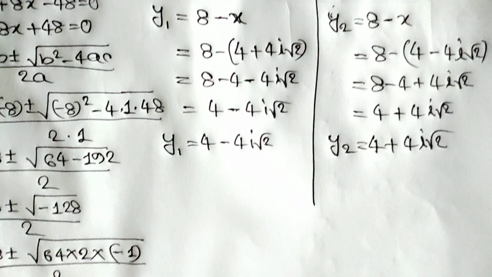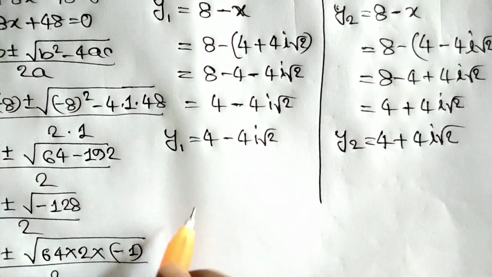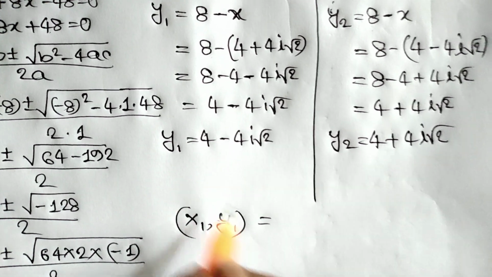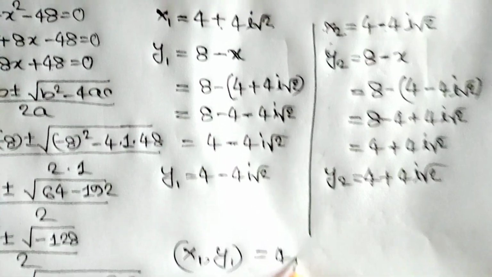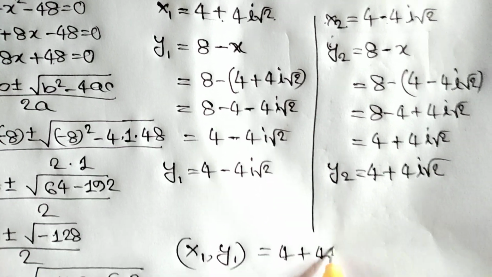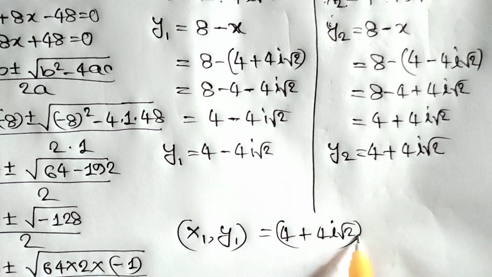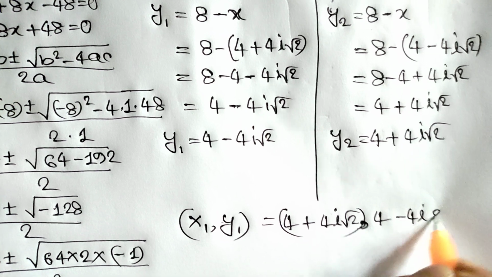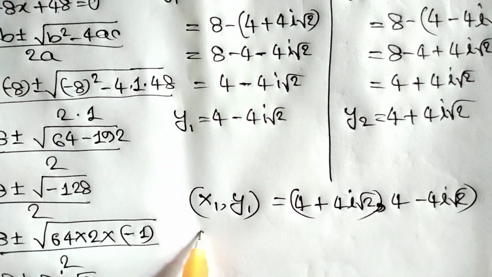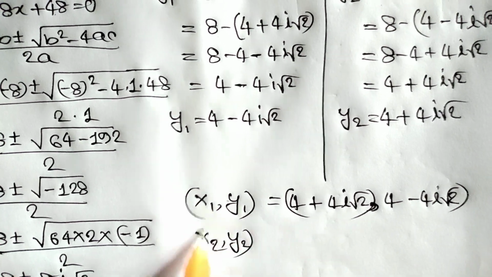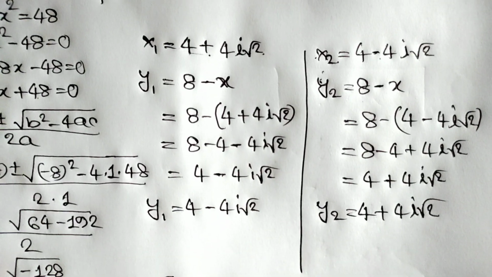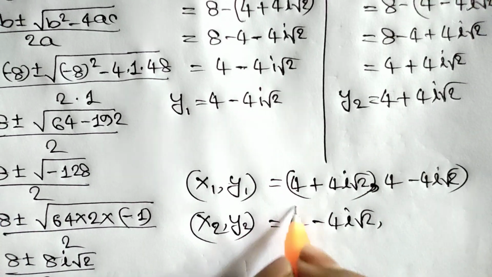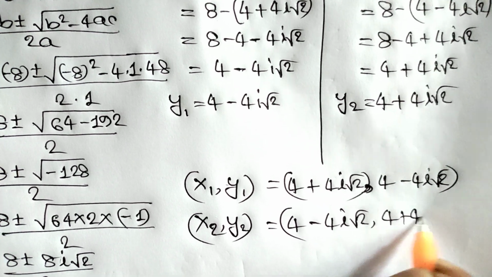So we will have two values of x and y. We can write x1 comma y1 is equal to 4 plus 4i square root of 2 comma 4 minus 4i square root of 2, and x2 comma y2 is equal to 4 minus 4i square root of 2 comma 4 plus 4i square root of 2.